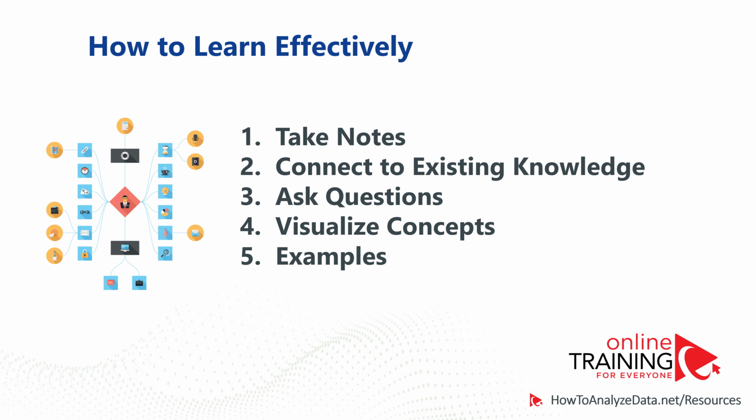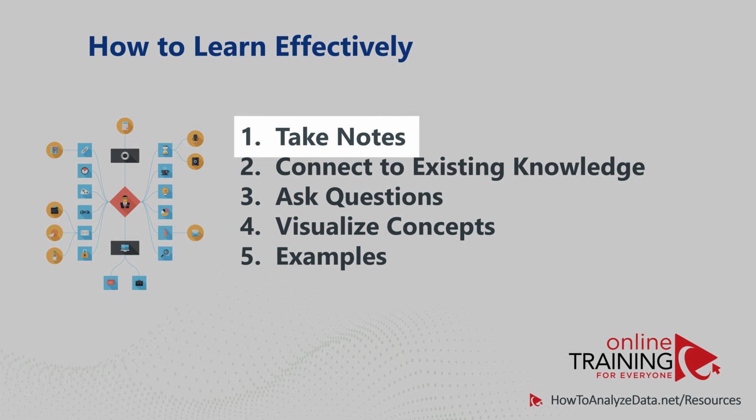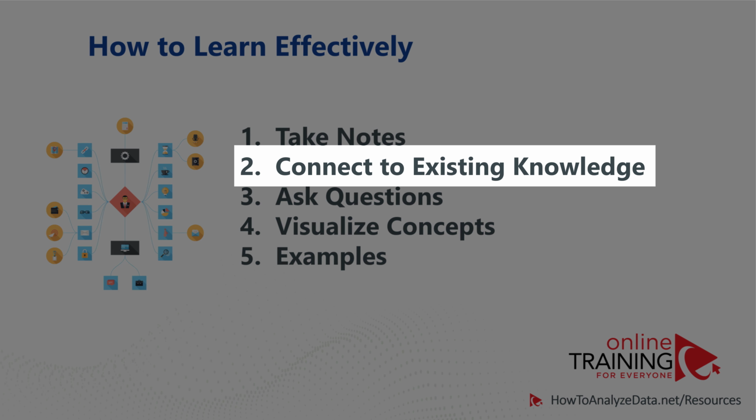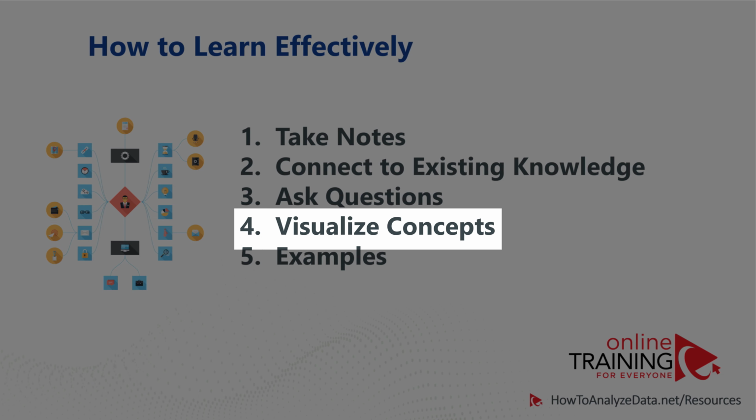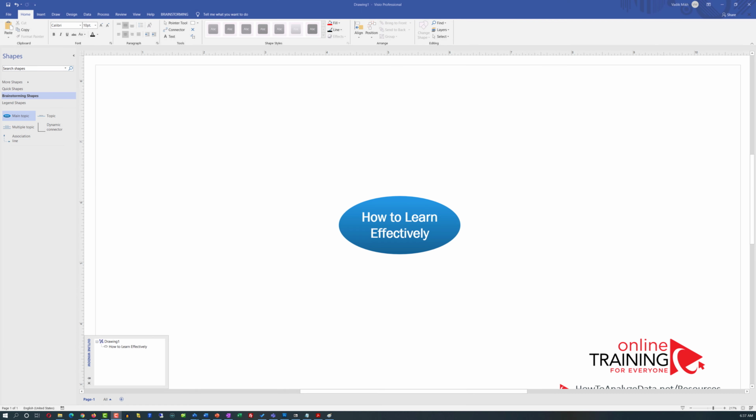Let's assume that there are five main concepts we're trying to adopt for effective learning: taking notes, connecting new concepts to existing knowledge, asking questions if something is not clear, visualizing concepts, and reviewing the examples. Let's represent these five concepts on the diagram.